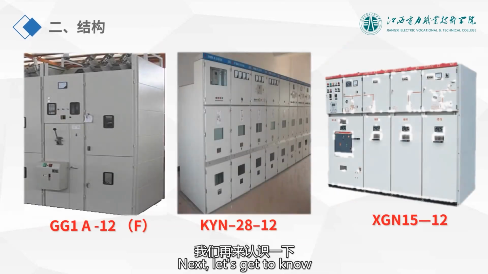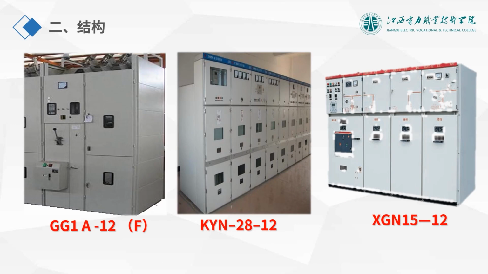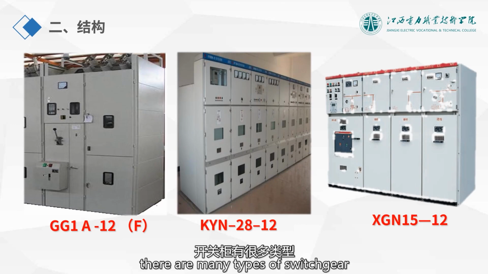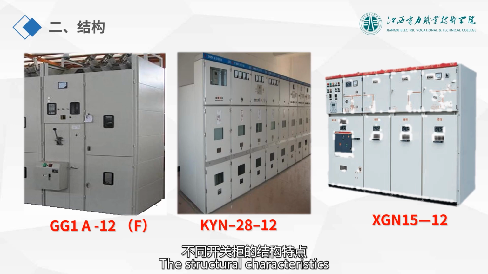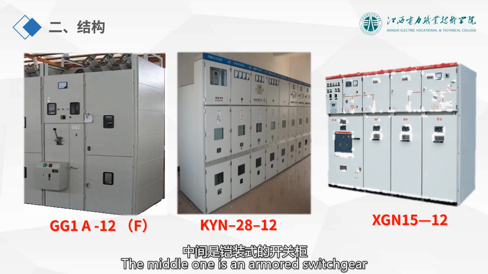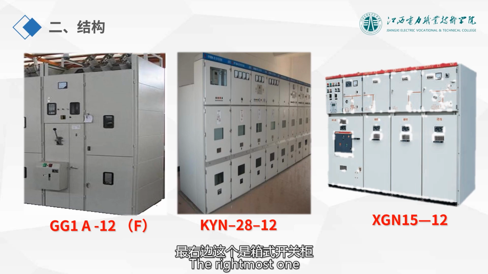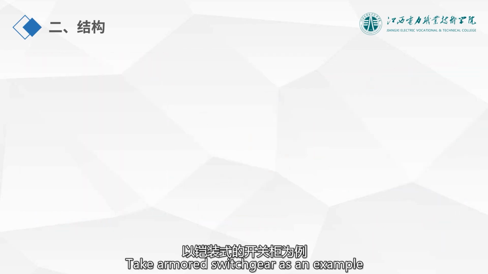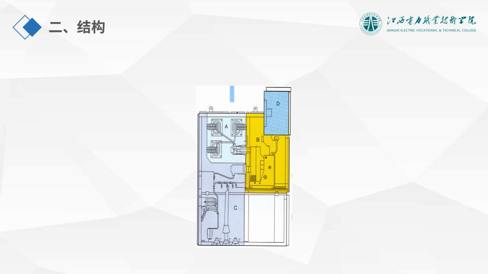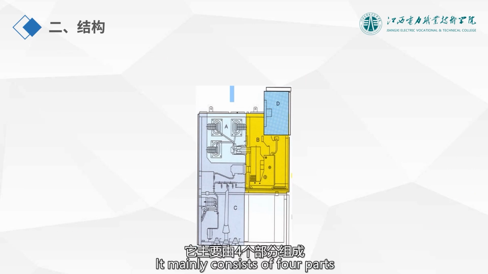Next, let's get to know the structure of switchgear. Previously, we learned that there are many types of switchgear. The structural characteristics of different switchgear are also different. The leftmost picture is a fixed-type switchgear. The middle one is an armored switchgear. The rightmost one is a box-type switchgear. Take armored switchgear as an example. Armored switchgear mainly consists of four parts.